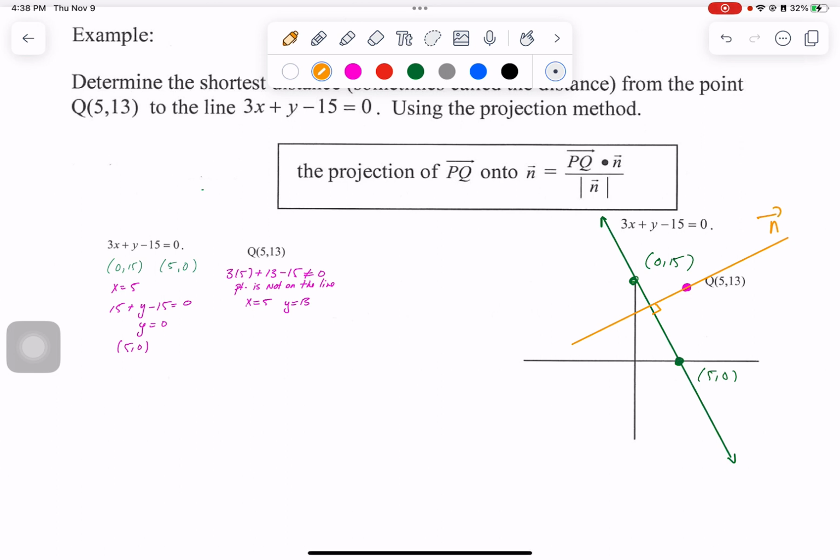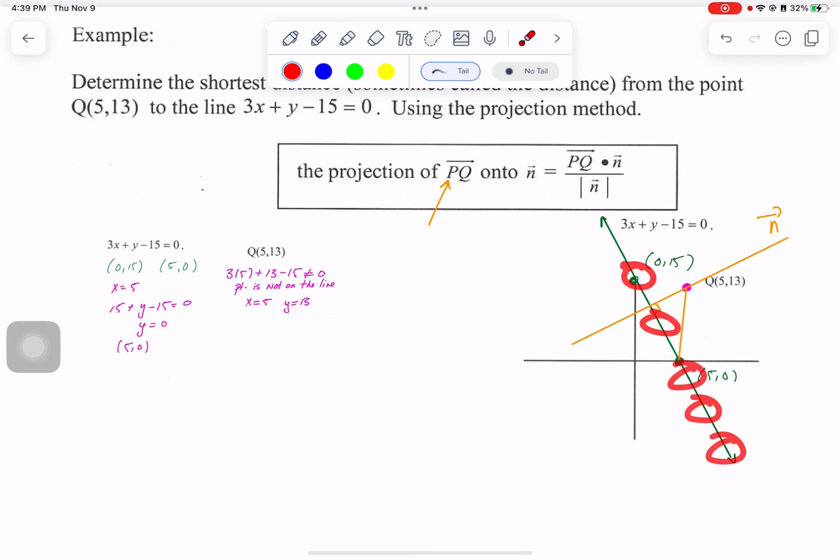And what I'd like to do is create a vector that goes from a point P on the line to my point Q, which is right here. It doesn't matter which point on the line it is; it could be a point here, here, or here. I want to create a vector that goes from a point on the line to the point off the line that I want to find the distance to.